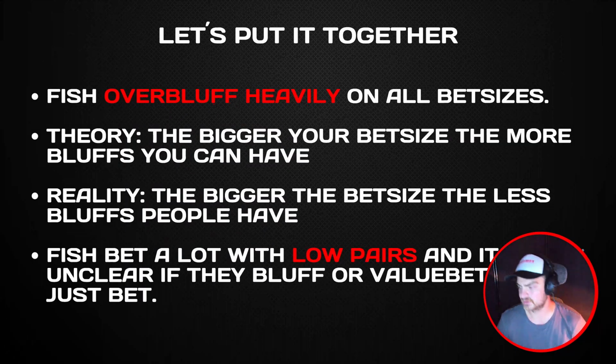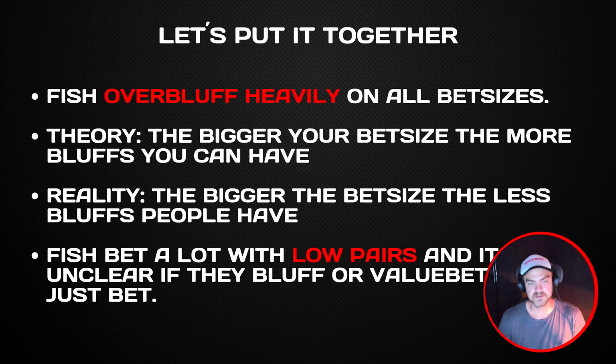Okay, so let's sum it up a little bit, right? So let's put it together. Fish overbluff heavily on all bet sizes. Like I said, the theory is the bigger your bet size, the more bluffs you can have. And the reality is the bigger the bet size, the less bluffs people have, right? So it's the total opposite.